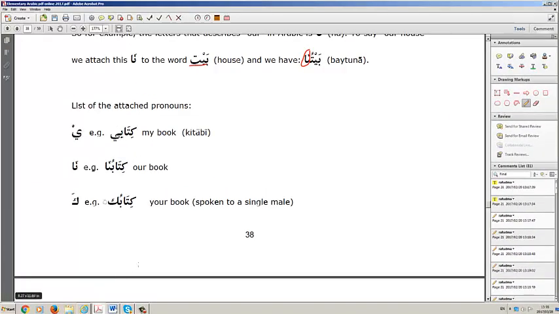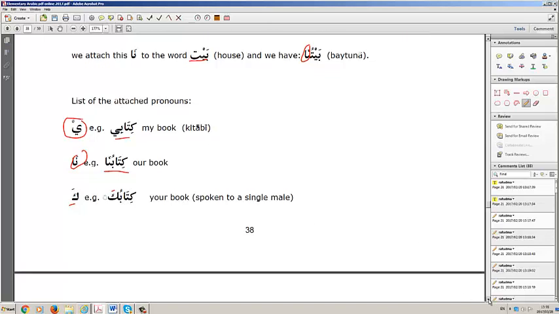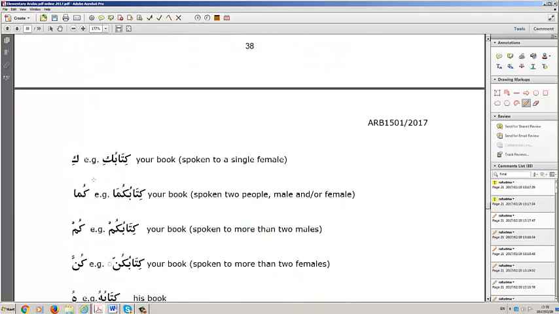But there's a list of attached pronouns you should all become acquainted with. The E sound normally indicates mine. So you have kitabi, my book. We've already done na, kitabuna, our book. Then you have ka, and this fatha indicates it's male, so it's kitabuka, that's your book, spoken to a male. And for female, we say kitabuki.